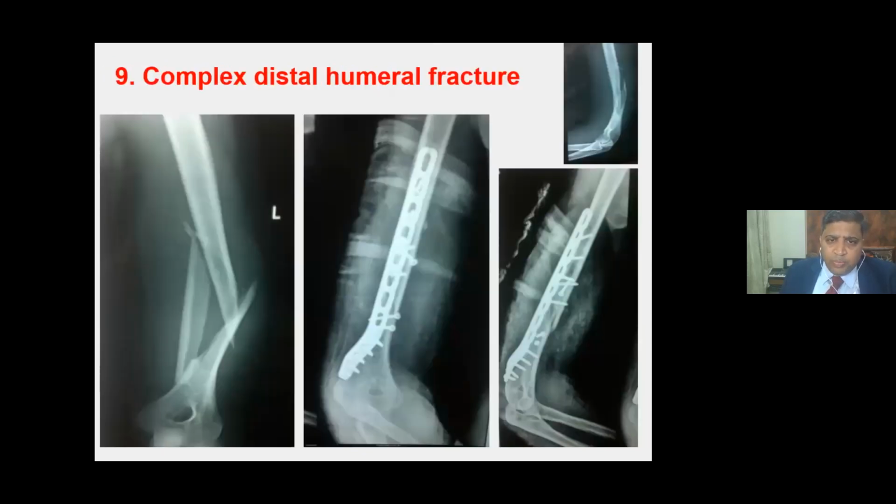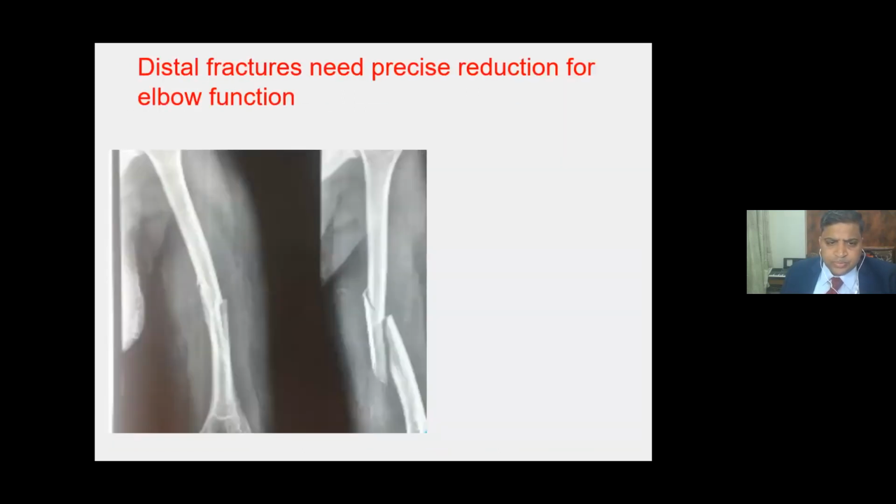So further are the complex distal humeral fractures. Again, in this fracture configuration, you need a good, precise reduction so as to get a good elbow functional range of movement. So here we have gone for this posterior extra-articular, peri-articular kind of plate fixation along with interfragmentary screws to get a good anatomical reduction.